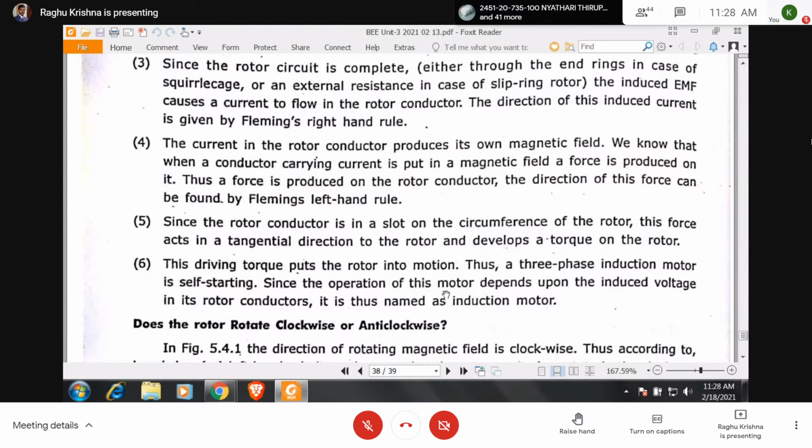Since the operation of this motor depends upon the induced voltage on its rotor conductors, it is thus named an induction motor. Here the EMF, the induced voltage, will be there in the rotor conductors. The rotor is not connected electrically to the stator; there is no electrical connection between stator and rotor. The rotor is receiving the power through induction. That's why it is called an induction motor.